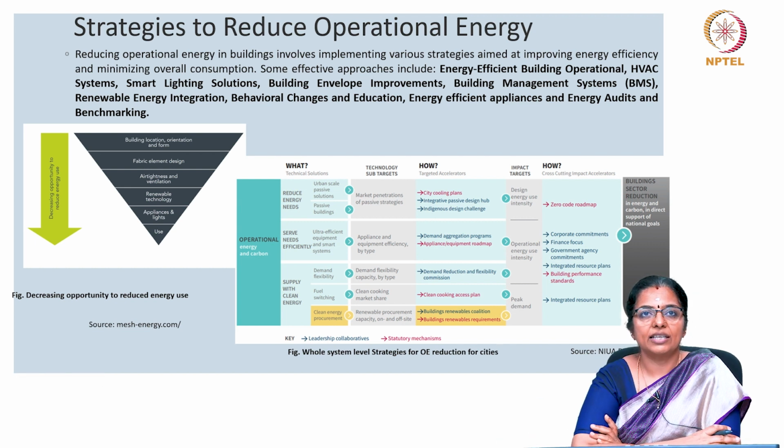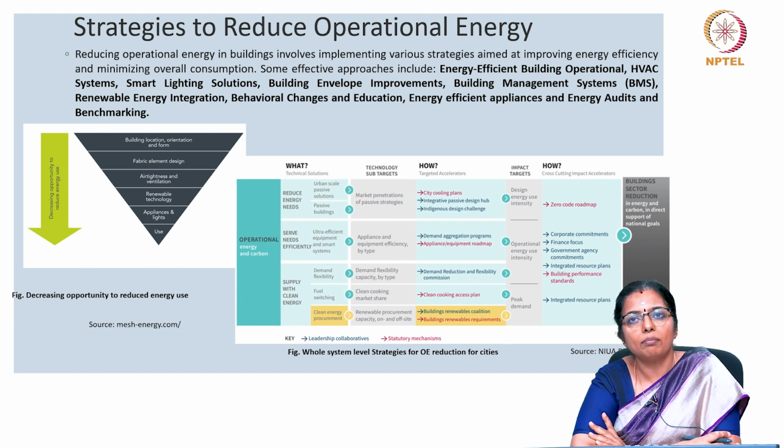Now, let us look at the strategies to reduce operational energy. Reducing operational energy in buildings involves implementing various strategies which are aimed at improving energy efficiency and minimizing overall consumption of electricity. Some effective approaches include energy efficient building operational HVAC systems, smart lighting solutions, and so on. In this class, I am going to touch upon a few of these aspects and carry forward this same class next time. So, we will continue this next class. For now, I will just give a small introduction about the strategies to reduce operational energy.